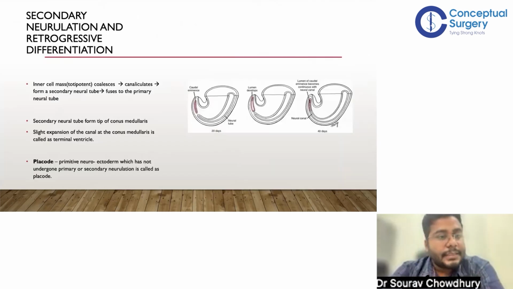The third stage is secondary neurulation and retrogressive differentiation. So what happens is this notochordal formation that we have just spoken about extends till the top of the conus medullaris. If you remember, the conus medullaris is the end of the spinal cord at the level of the L1 L2 junction.